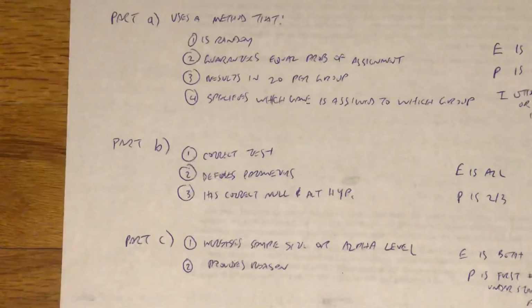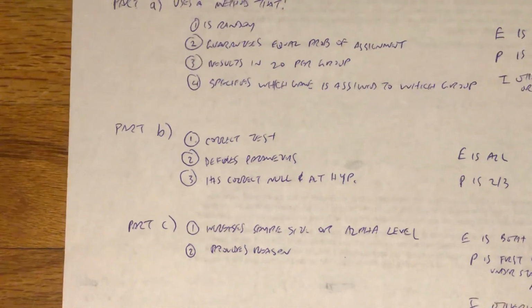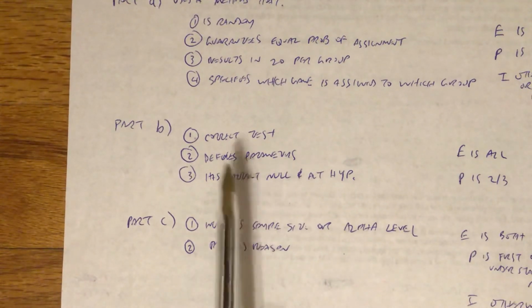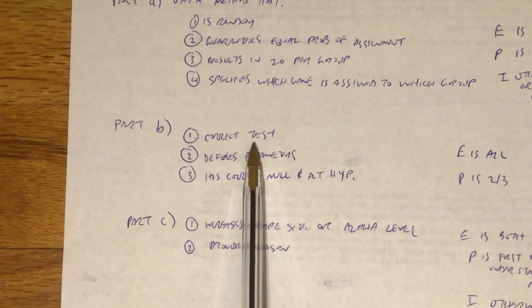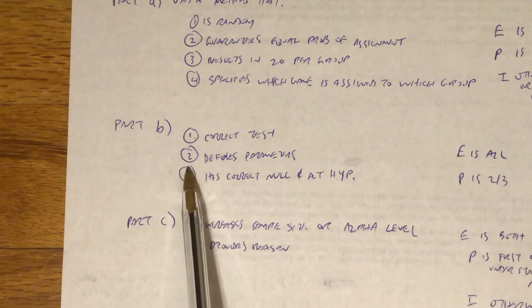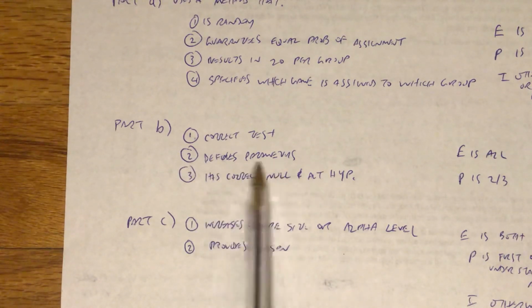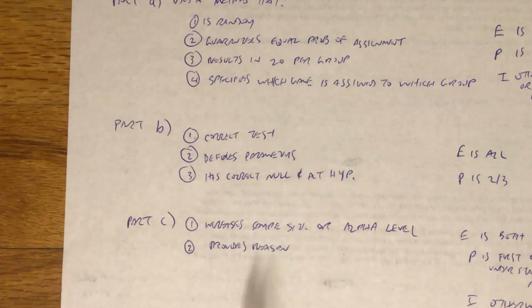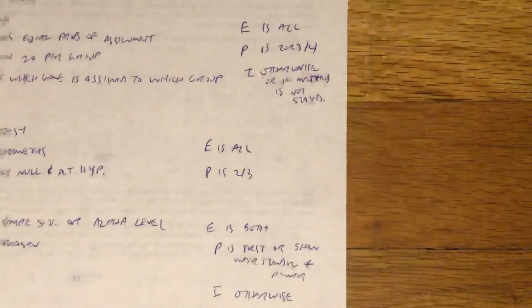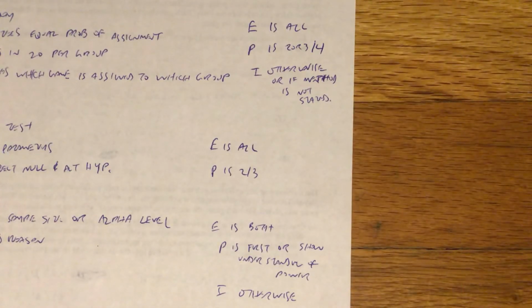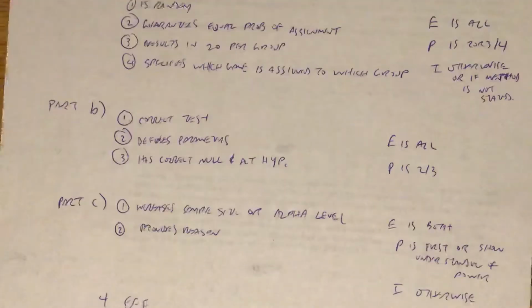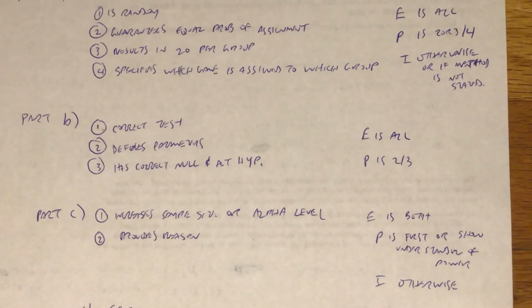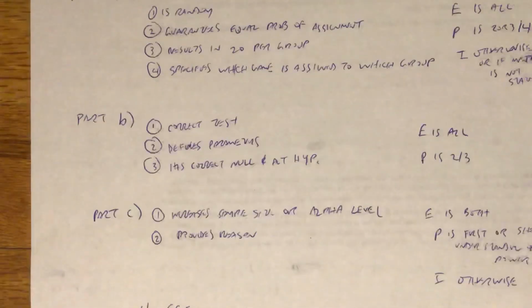Part B, that was making those null hypotheses and naming the test. Well, you get a point for naming the correct test, a 2-sample t-test for the mean. 2 for defining the parameters, this is what most people miss, and then 3 for writing the null and the alternative hypothesis. So I showed that, like I said, my answer includes those things. So E is if you do all 3, P is if you do 2 out of 3. And if you don't do 2 out of 3, well, then you get an I.